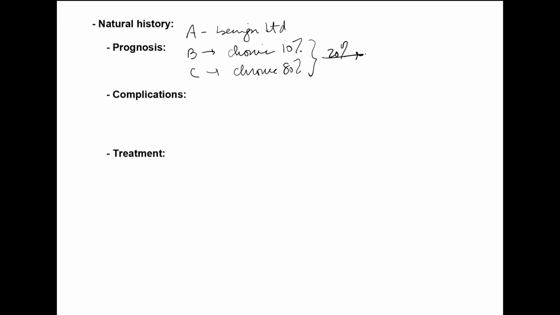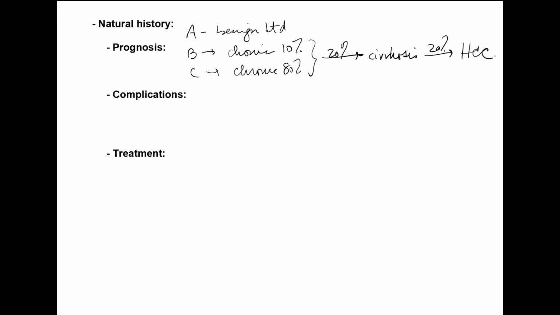The natural history depends upon the virus. Hepatitis A is benign, self-limited, and does not have a chronic phase. Hepatitis B goes on to chronicity in about 10% of cases. And hepatitis C goes on to chronicity in about 80% of cases. Of these, about 20% will go on to cirrhosis. And of patients with cirrhosis, about 20% will go on to hepatocellular carcinoma.